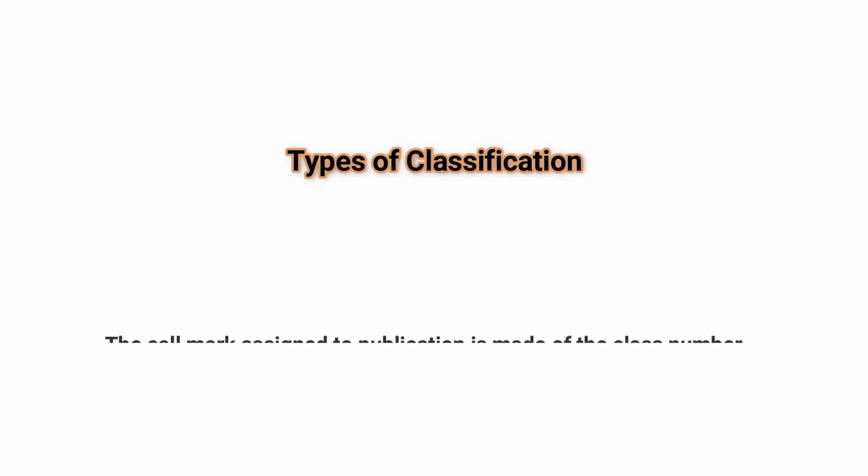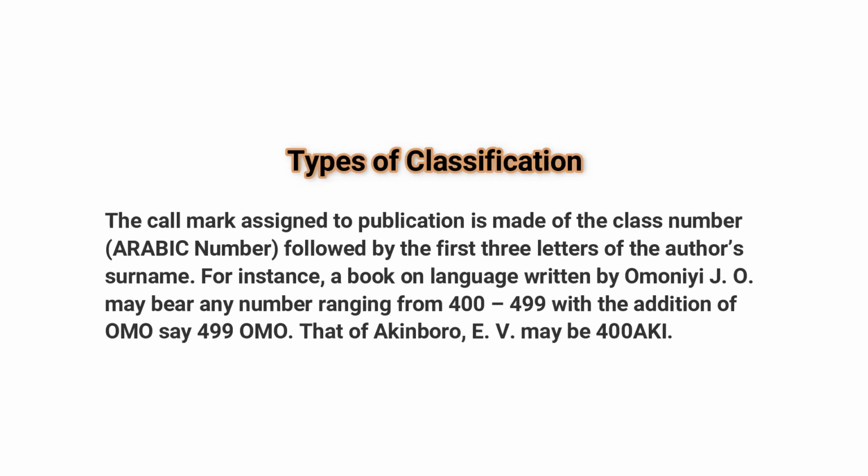The call mark assigned to publications is made of the class number, an Arabic number, followed by the first 3 letters of the author's name. For instance, a book on language written by Omoni J.O. may bear any number ranging from 400 to 499 with the addition of OMO, say 499 OMO. That of Akimboru EV may be 400 AKI.